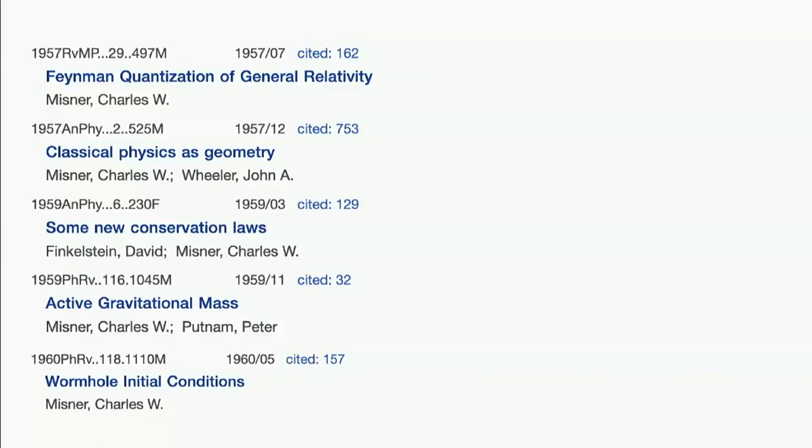His first paper with another, I guess, student at the time, maybe, or a young faculty member, David Finkelstein, was on some new conservation laws, which I'll show you a picture from in a moment. This led directly into the idea of a black hole horizon. And the wormhole initial conditions refers to the work started off with Wheeler about exploiting the possibility in general relativity that space is not just an ordinary Euclidean-like plane in one higher dimension, but can have holes in it and bypass routes through wormholes. So I'll mention a paper on that as well.